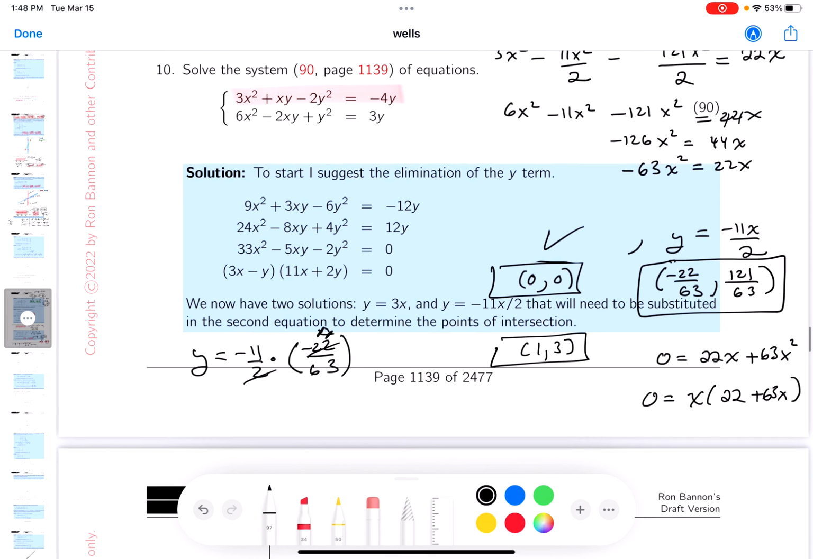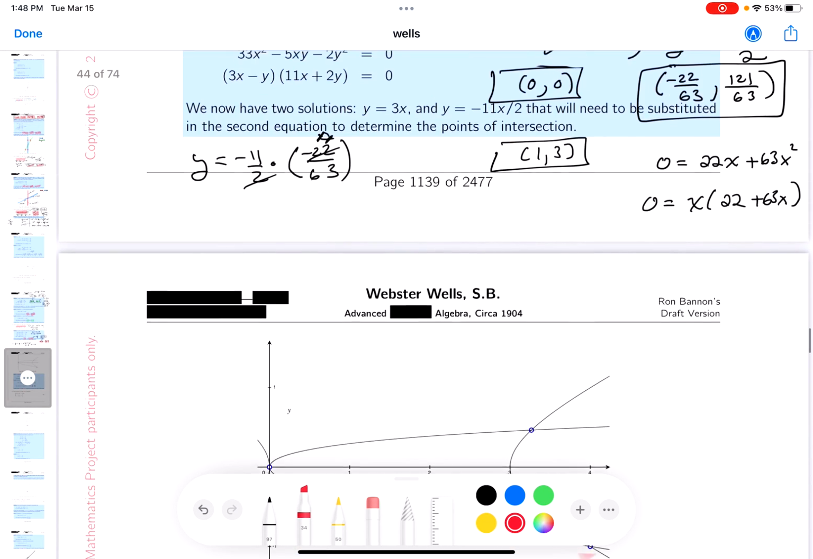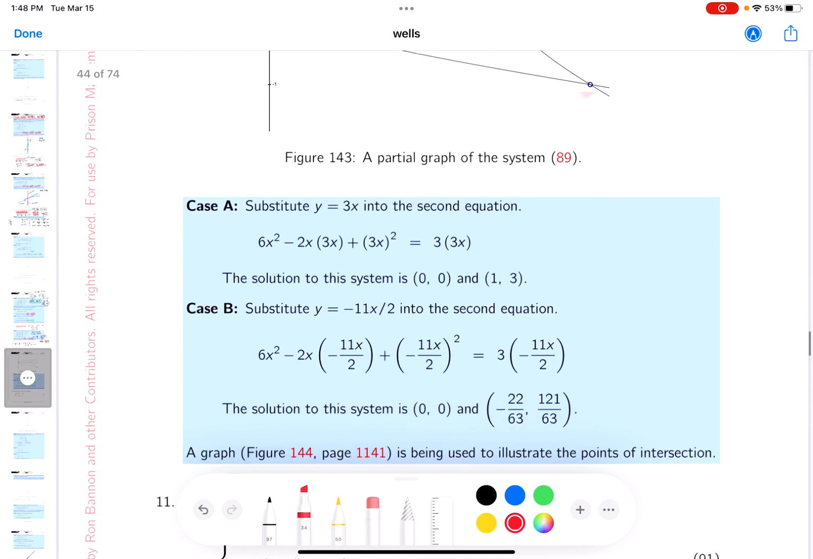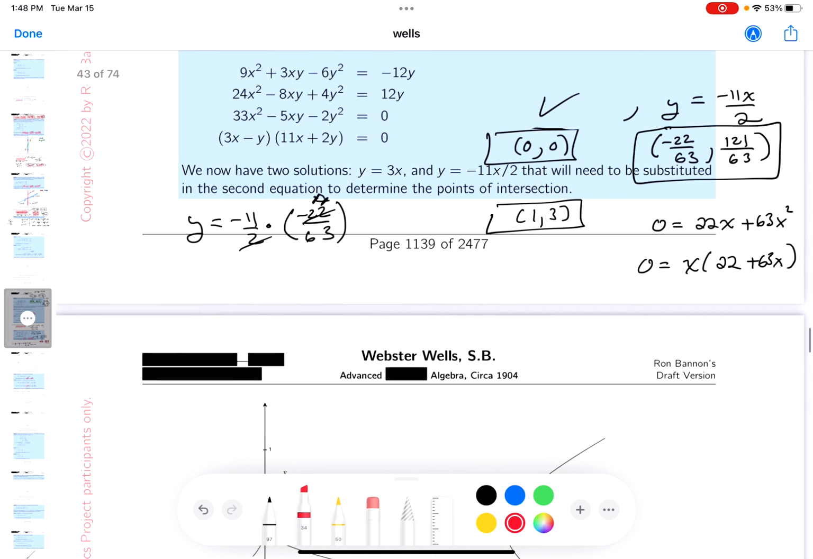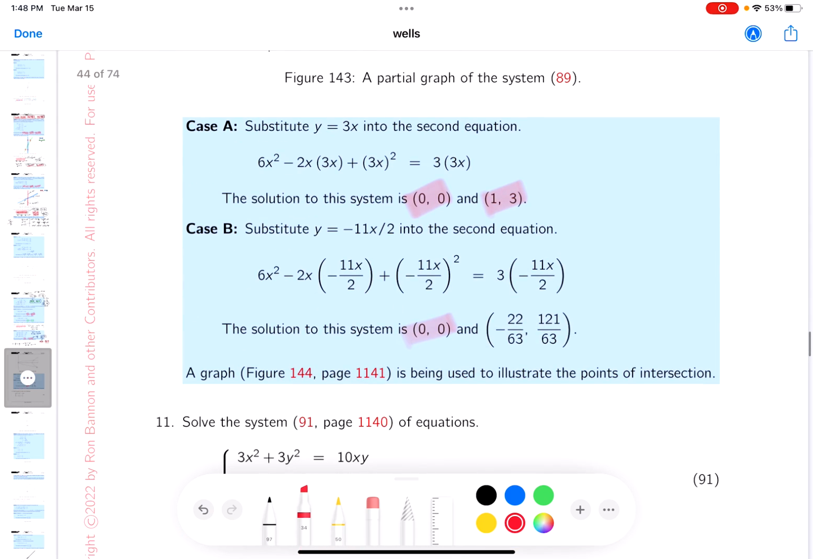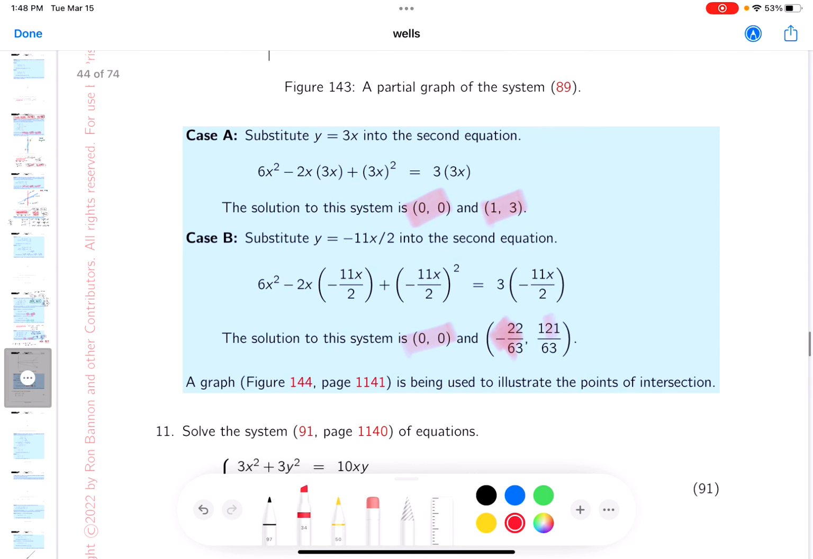All right, let's look at the answer key, see how we did. Might be getting tired, 10th problem. I want to see if I get those answers. Let's take a look at it. I got the answer 0, 0. Did I get 1, 3? Yeah. Did I get minus 22 over 63? Yep. And 121 over 63? I sure did.